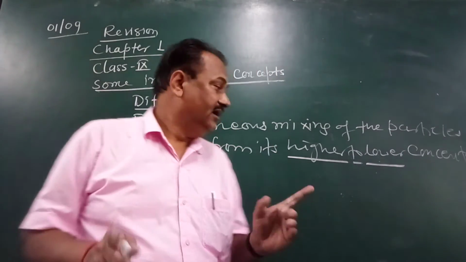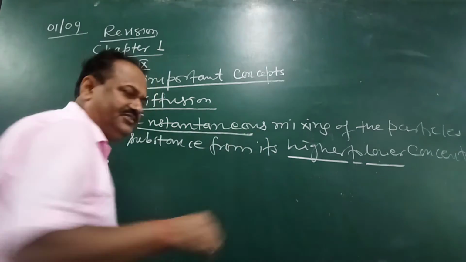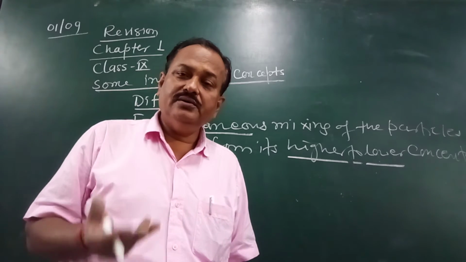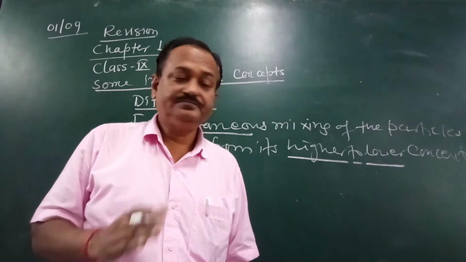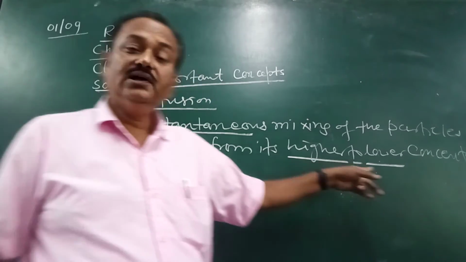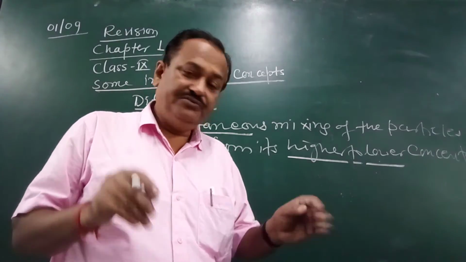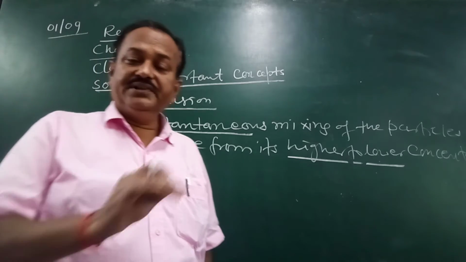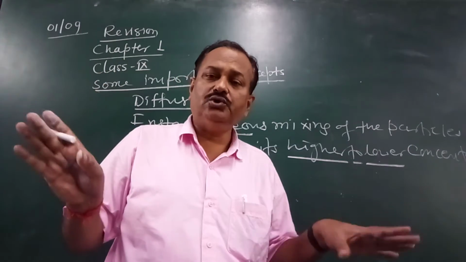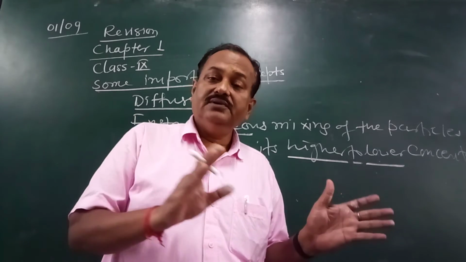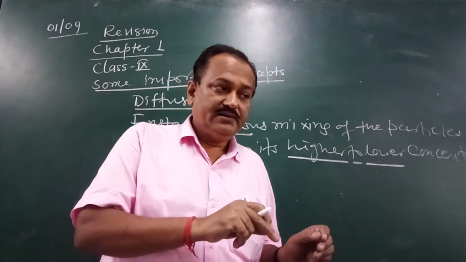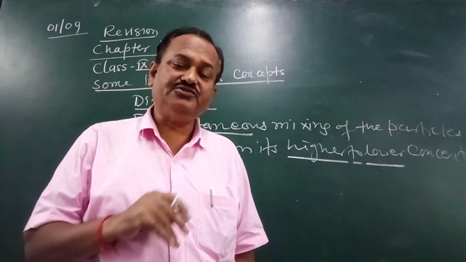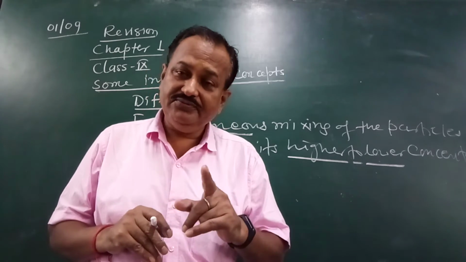Now this is diffusion. The point is instantaneous. Instantaneous means sudden. So it is taking place on its own from higher concentration to lower concentration. Suppose we put a drop of perfume at one place, then within a few minutes, if all the windows are closed and no fan is there, automatically throughout the room we can feel the smell. Why? It is because of the property of diffusion.